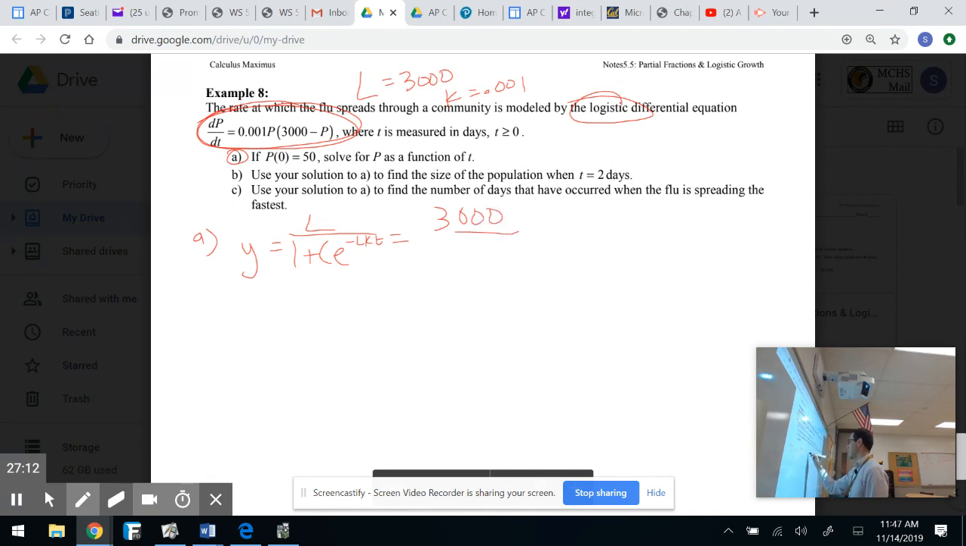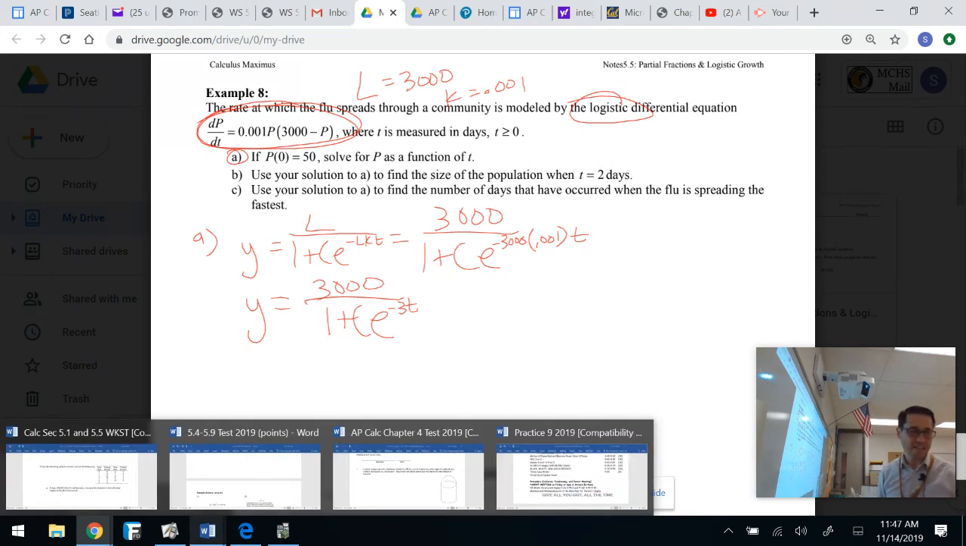Let's fill in, plug and chug. I don't know C because I'm still going to have to find it. Equals negative 3,000 times, what was it, 0.001, and then T, right, class? Which can simplify to Y equals 3,000 over 1 plus C e to the negative 3T. Not too bad, right, class? Not too bad right there. But I still have to find C.